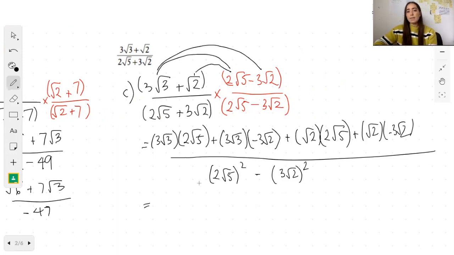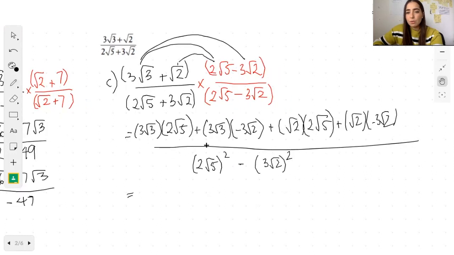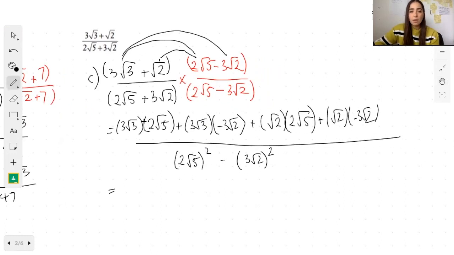Okay, it looks a bit crazy, but don't be intimidated by this. You just simply have to use a little bit of algebra to finish this off. So we're looking at the first one over here. So we're going to multiply the rational numbers first. So 3 times 2 is 6. And then root 3 times root 5 is root 15. Same thing here, we're going to multiply the rational numbers first. So 3 times negative 3 is negative 9. And then root 3 times root 2 is root 6.